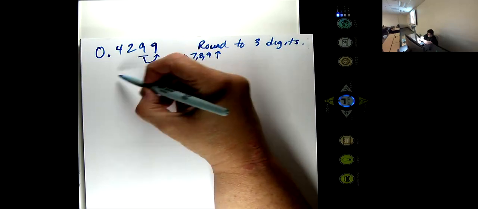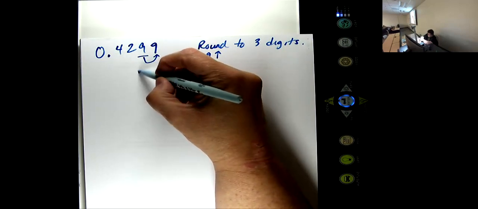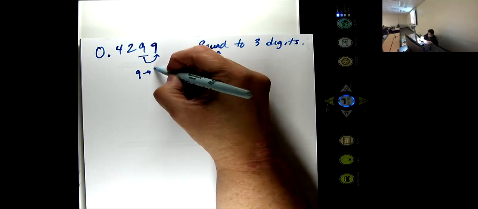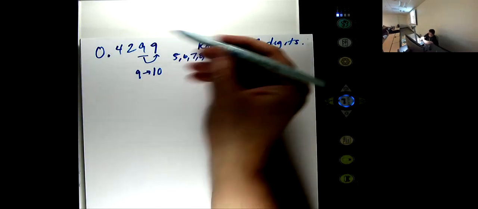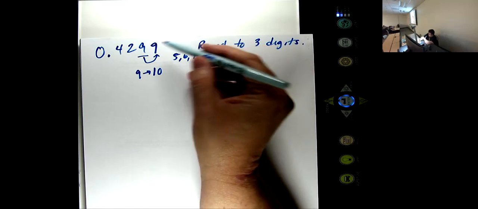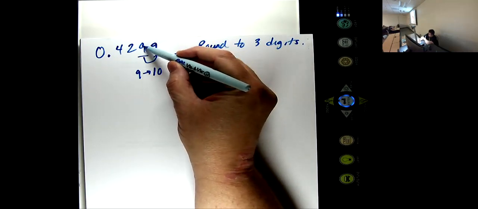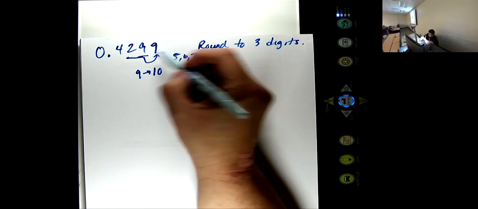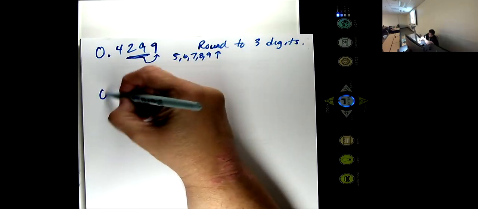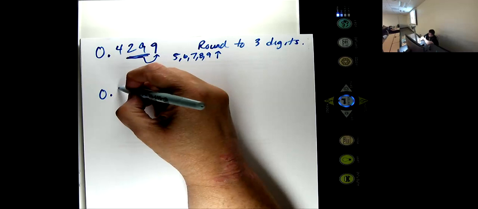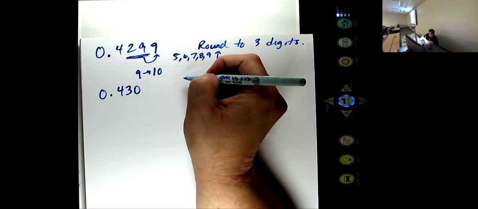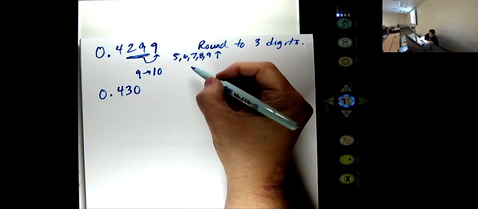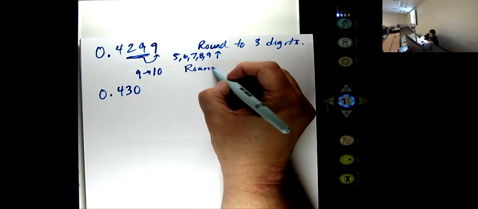So I should take that 9 up, but 9 going up is a 10. And I can't put a 10, which has 2 digits, in the slot for 1 digit. So what happens here is when you have a 9 and it needs to be rounded up, go and look at the digit before it. And we're going to round up the 29 rather than just the 9. The 29 would round up to a 30. So that's how we deal with it. Rounding up a 9, grab the next digit to the left.